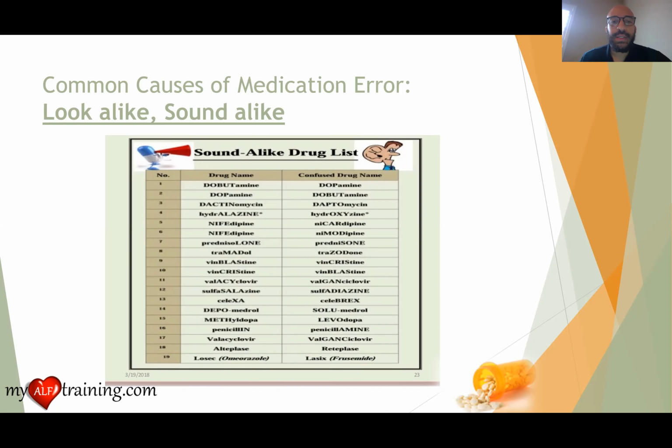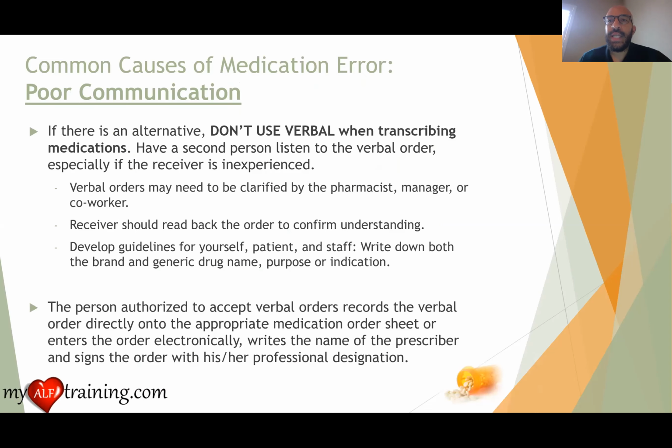So those were medications that looked alike. Now we have medications that sound alike: dobutamine, dopamine, dactinomycin, daptomycin, hydralazine, hydroxyzine. All these, it's 20 medications, 40 medications that sound alike, just on this list. So what can we do to make sure that we don't grab the wrong medication, or give the wrong medication to the patient? We have to use good communication, and that's what we're going to talk about here.